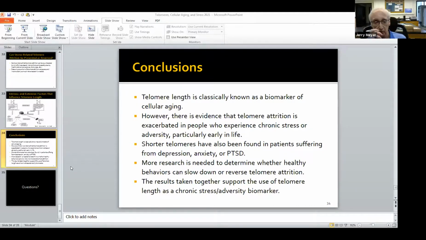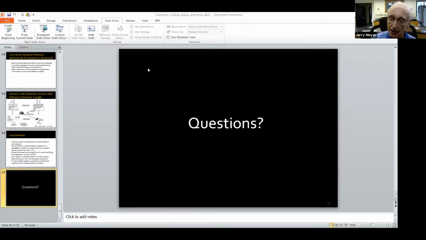We've also seen associations between shorter telomeres in individuals suffering from various kinds of psychopathological disorders. And we hope that research will enable us to know whether healthy behaviors can slow down or even perhaps reverse telomere attrition. Probably not the latter, but at least slow it down. And what we've seen, basically in the context of the workshop, is that telomere length, I think, can be a useful biomarker in studies of chronic stress and adversity. So that's it. Open for questions.